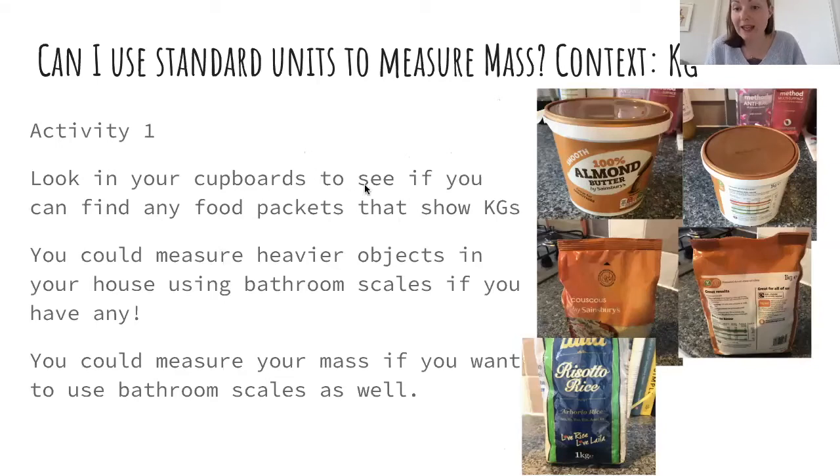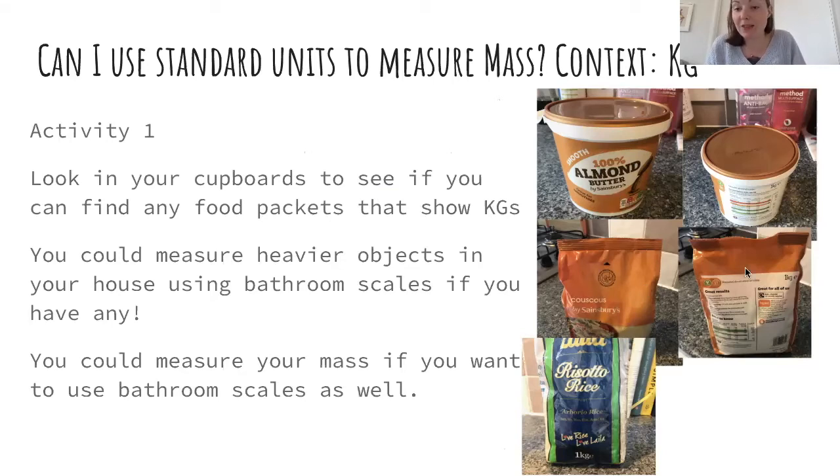any food packets that show kilograms. So here, these are all the things I could find in my cupboard this morning. In my house, we bought one of these, a kilogram tub of almond butter, because we've been making cookies and we've been having it on our cereal. And here is some couscous.